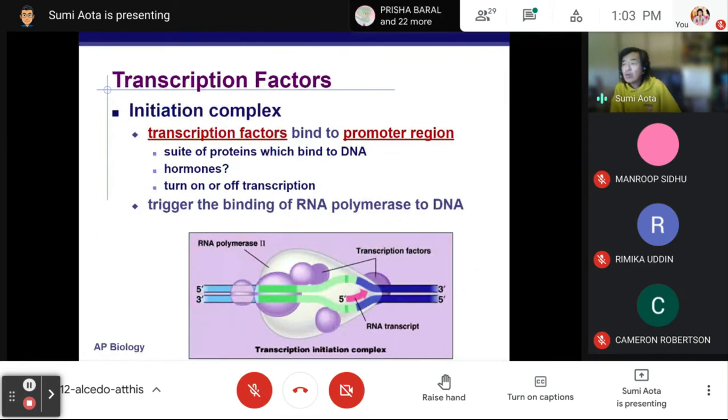So the transcription factors plus RNA polymerase make up something called the initiation complex. Those three things bind to the promoter region, and it's going to trigger the binding of RNA polymerase to the DNA. So these hormones, these purple bubbles, are going to enhance the sticking of the RNA polymerase attachment to the promoter site so that transcription can begin.